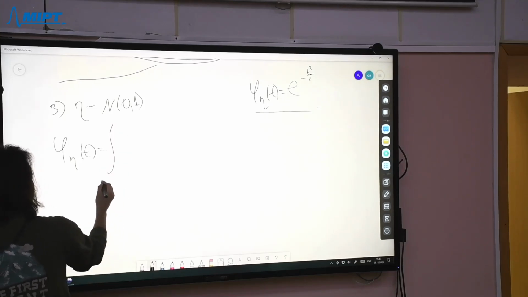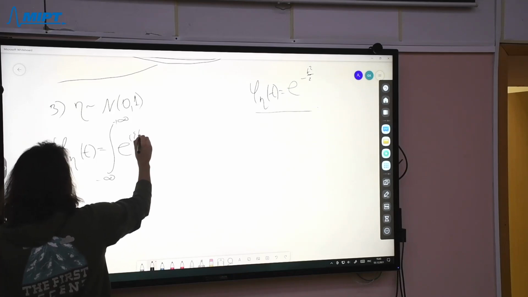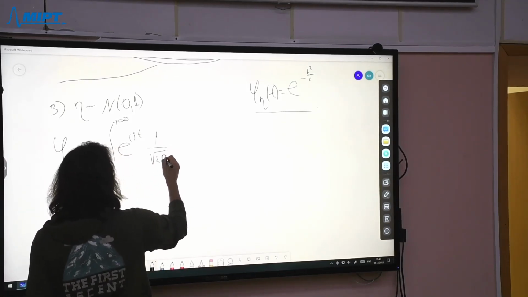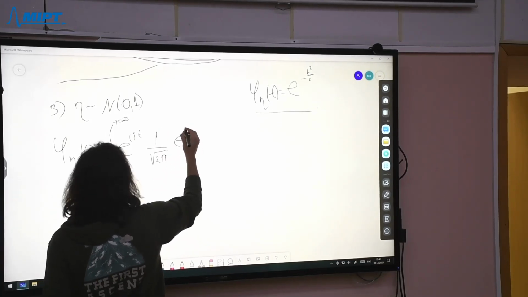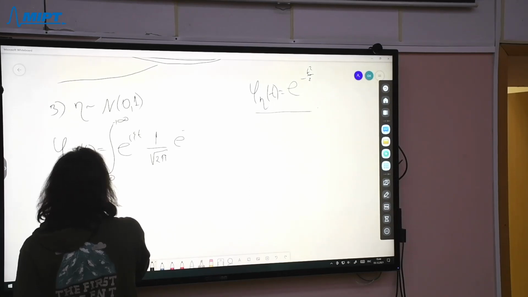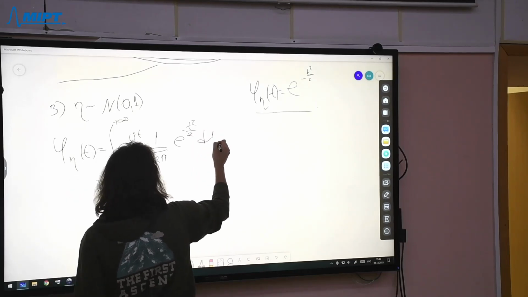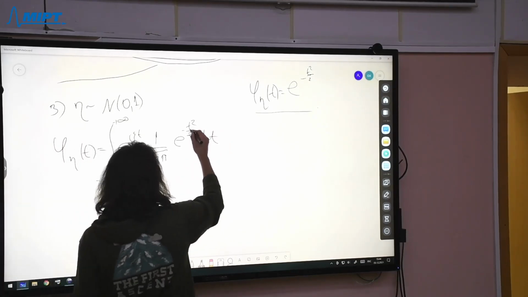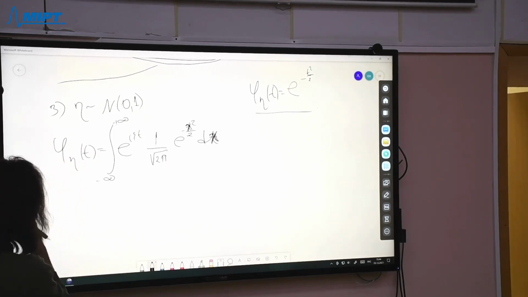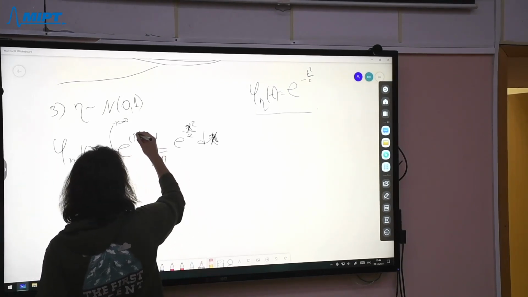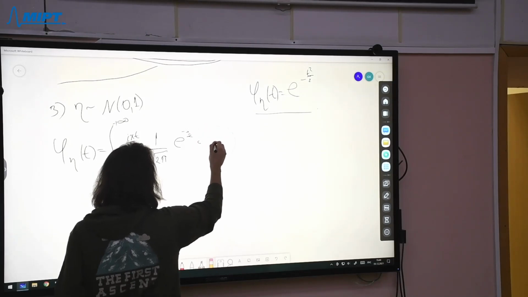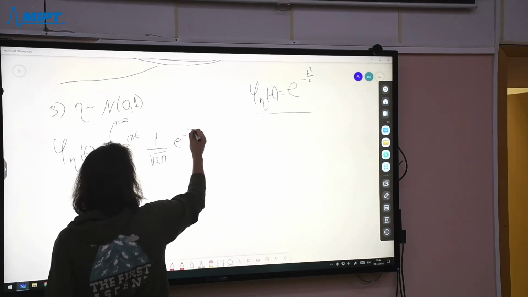This is just the integral, right, from minus infinity to plus infinity of e to the i x t, times the density, and the density in this case is 1 over the square root of 2 pi e to the minus x squared over 2 dx. Sorry, here it is x dx. What am I doing? Of course, sorry.